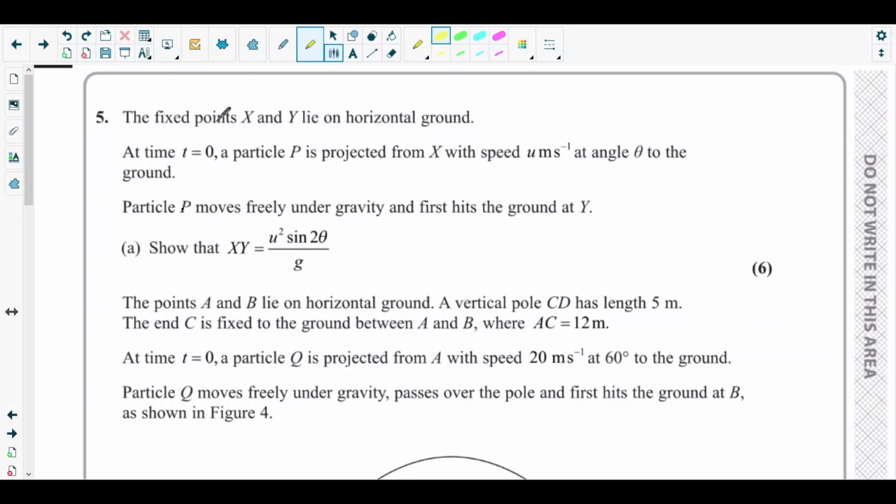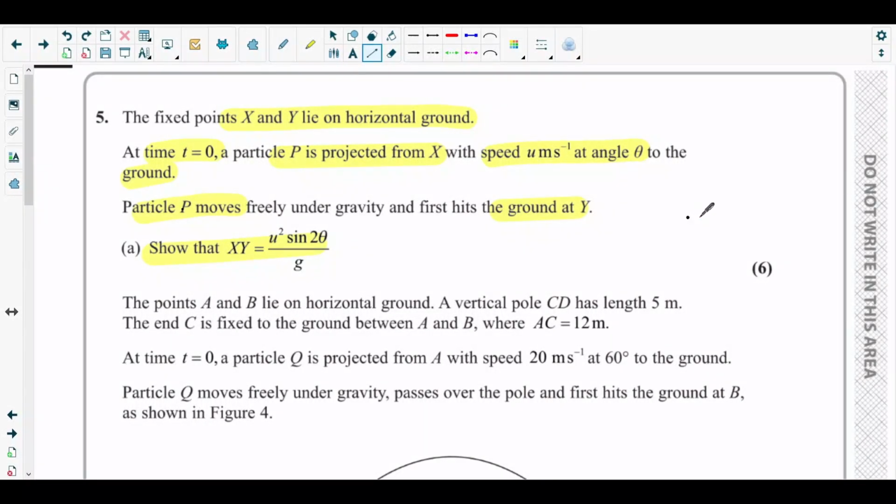So here the question number 5 says the fixed points x and y lie on horizontal ground. At time t equals 0, a particle P is projected from x with speed u meters per second at an angle theta to the ground. Particle P moves freely under gravity and first hits the ground at y. Part A is asking to show that the distance between x and y, that is xy, equals u squared sine 2 theta over g.